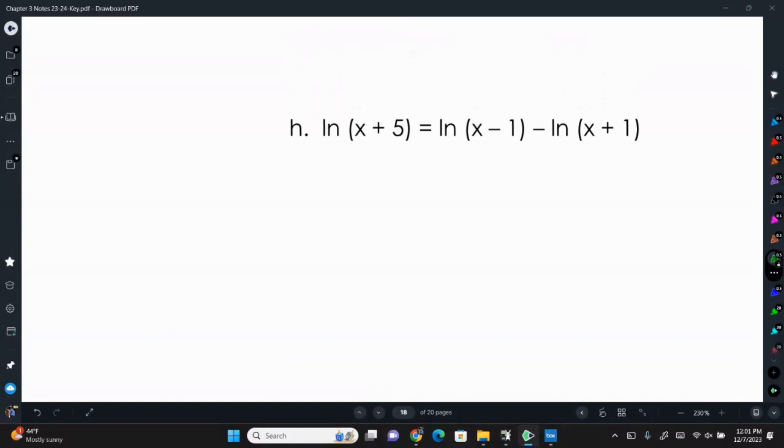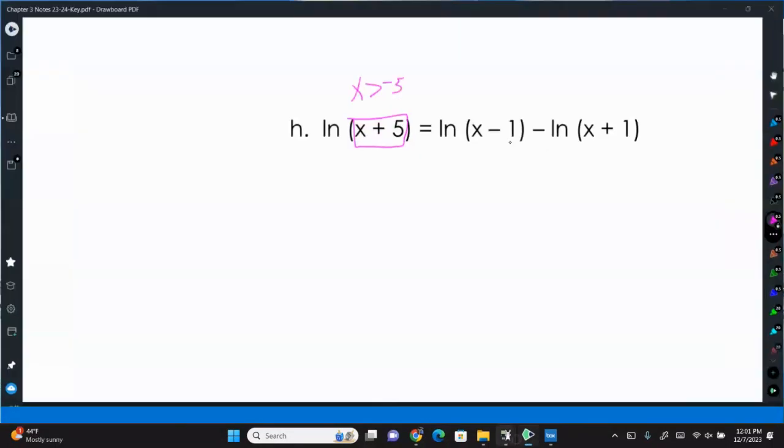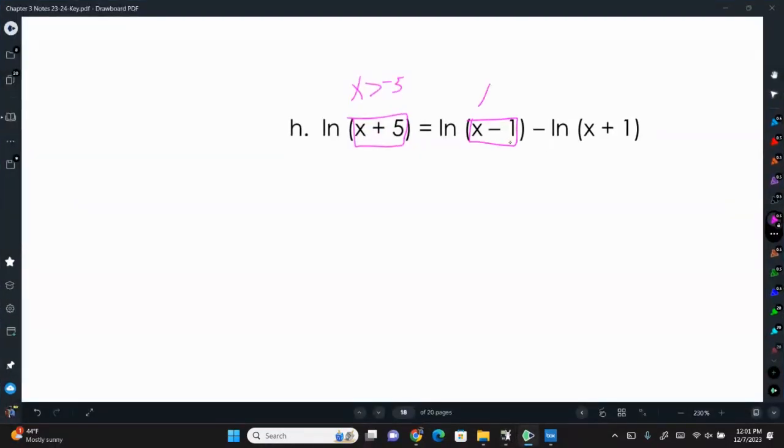Right, now, the last one. We have a log on both sides of the equation. So for this log, we know x has to be greater than -5. For the next log, x has got to be greater than +1. And for this one, x has got to be greater than -1. So when we have logs on both sides of the equation, we want to simplify it so that we have a single log on the left side and a single log on the right side.